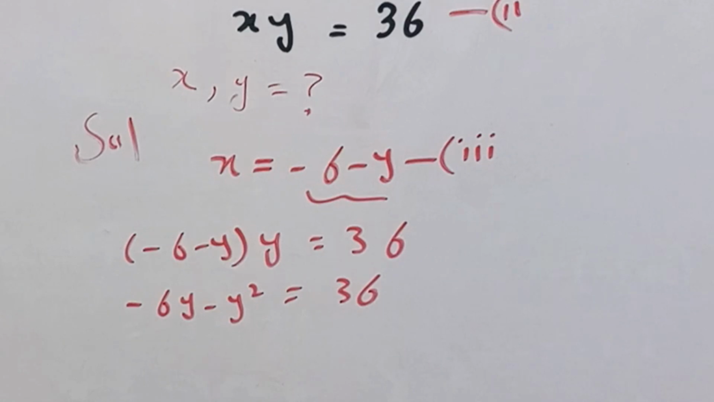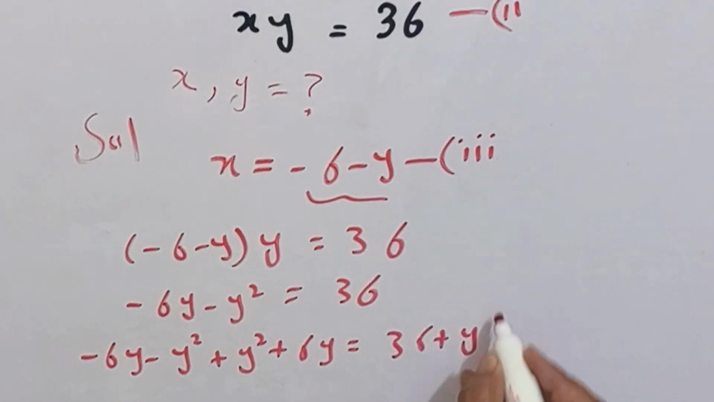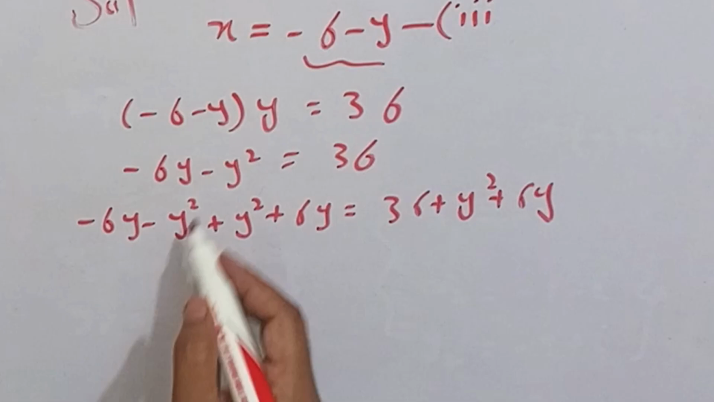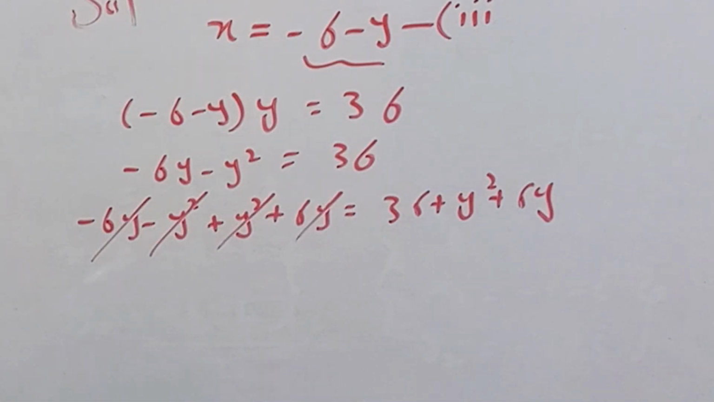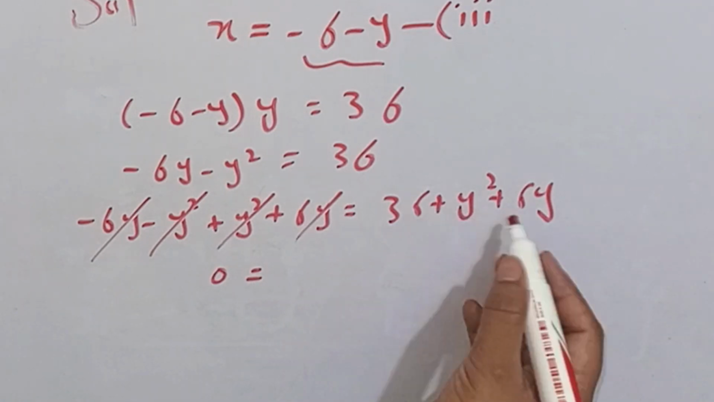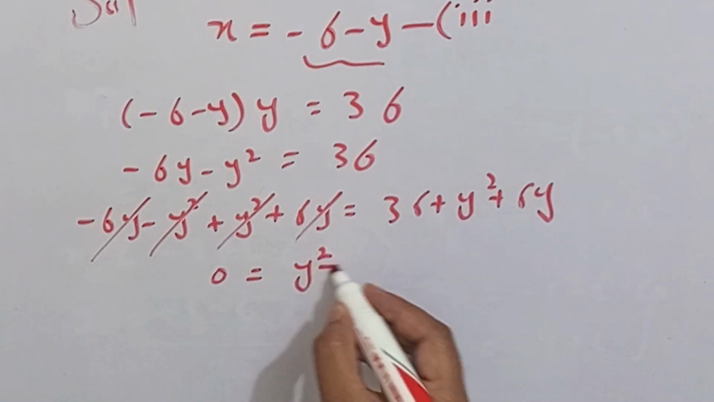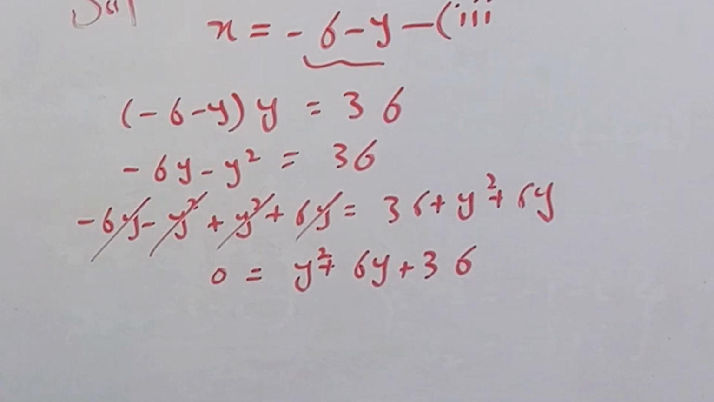In the next step, we add y square and also add 6 times y on both sides of this equation. The negative y square and y square cancel. The negative 6 times y and positive 6 times y cancel. We just get 0 on the left-hand side, and we rearrange this to get y square plus 6 times y plus 36, and this is the quadratic equation.